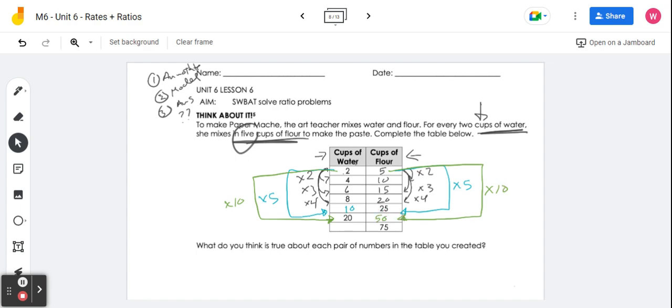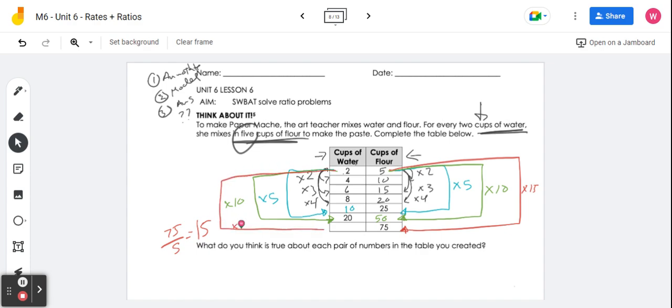And what about the last one? Well, to go from 5 all the way to 75, what's 75 divided by 5? That's equal to 15. So we're multiplying times 15. We're going to want to do the same thing over here. 2 times 15 gives us 30.